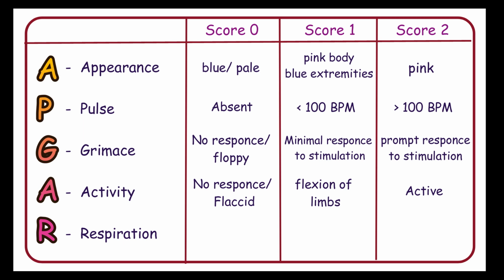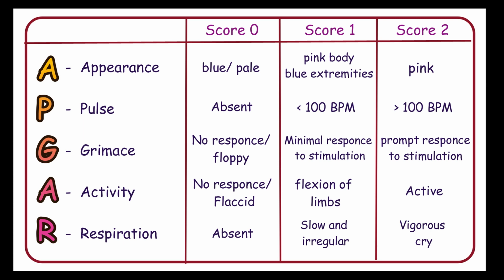And finally, the last parameter to check is the respiration. If the baby is not breathing, then we put a score of 0. If the respiration is slow and irregular, then we give a score of 1. And if the respiration is good or the baby is crying vigorously, then we give a score of 2.